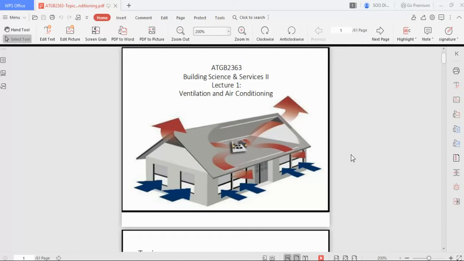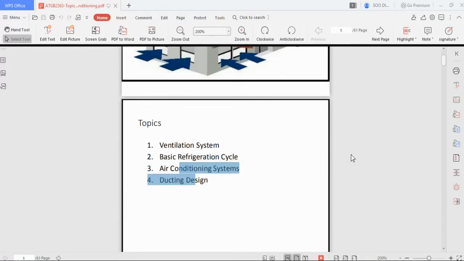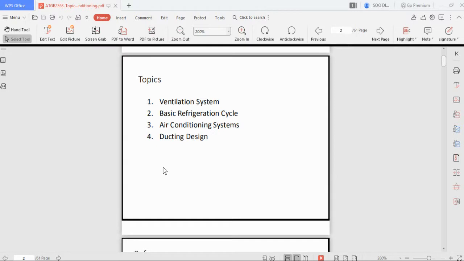This is the first lecture, which is ventilation and air conditioning. So basically there are 4 topics in it: the ventilation system, the basic refrigeration cycle, the air conditioning system, and the ducting design. For the first part, we'll be covering the ventilation system and the basic refrigeration system.